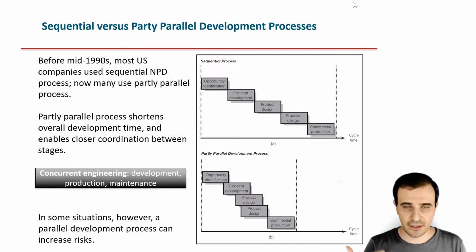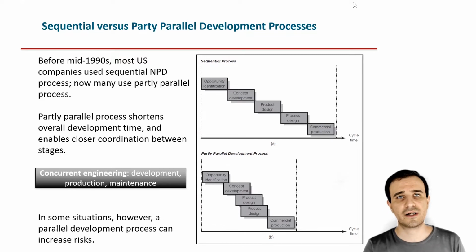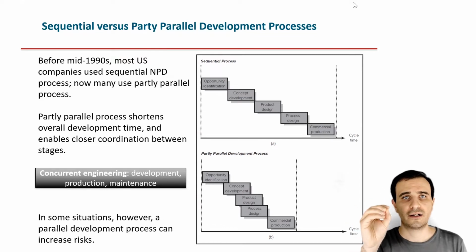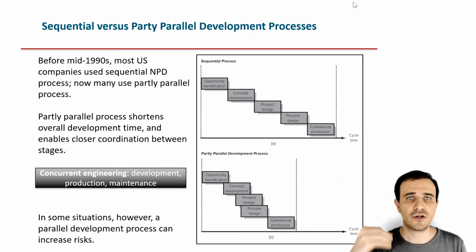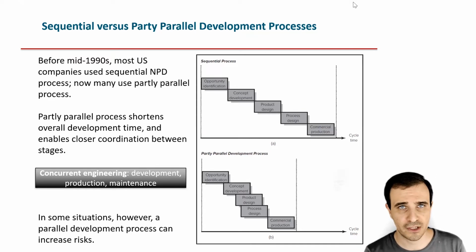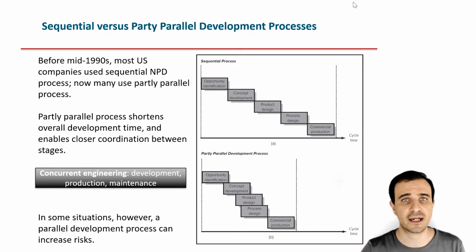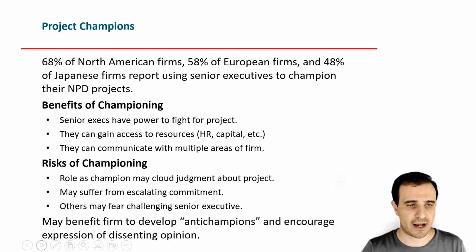However, also in the case of a partly parallel process, there could be some risk. There could be risk because there is no clear checkpoint. There is no clear evaluation of whether this new product development is hitting the milestones or not. So there is a lack of control over whether this new product development is going in the right direction.